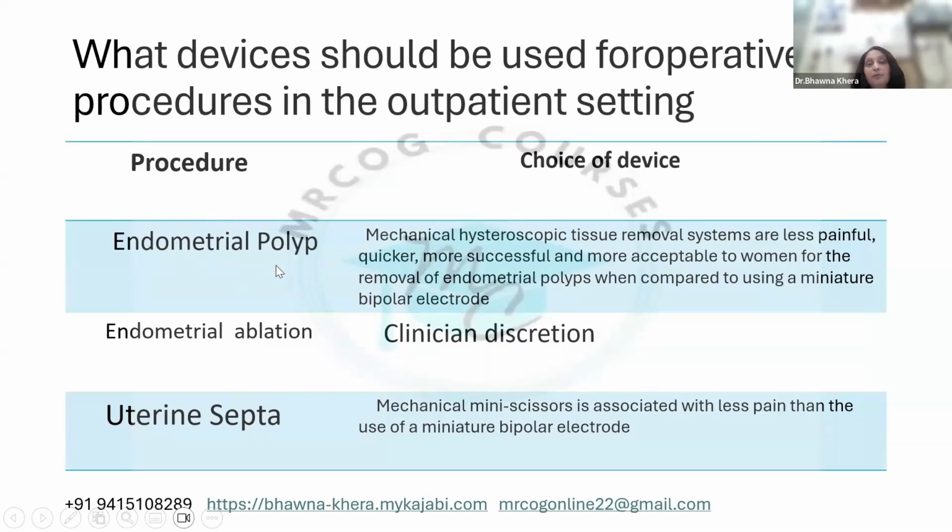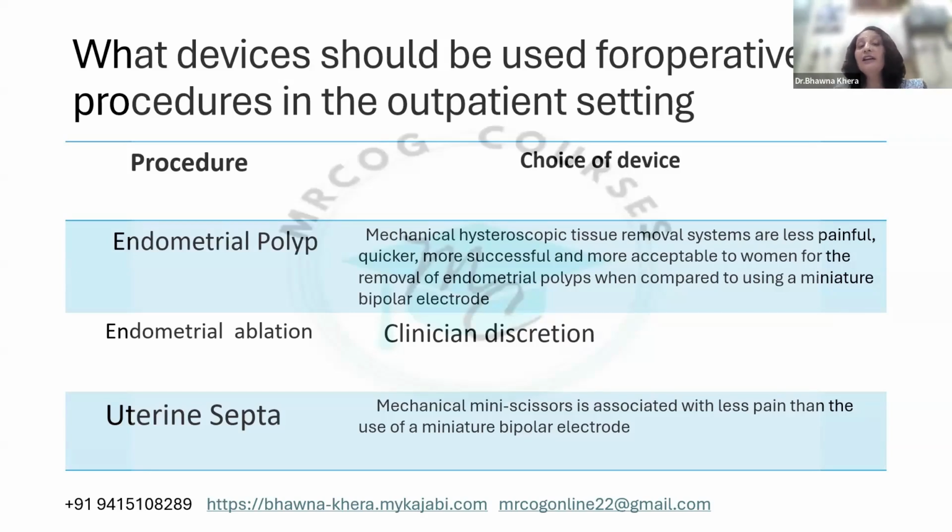So endometrial polyp. It is recommended that we should use mechanical hysteroscopic tissue removal systems compared to the bipolar devices or the electrocautery devices. Mechanical hysteroscopic tissue removal systems like the shavers are less painful, quicker, more successful and more acceptable to the woman for the removal of endometrial polyps when compared to using a miniature bipolar electrode. So instead of electrosurgery, we are preferring here the mechanical tissue removal systems.